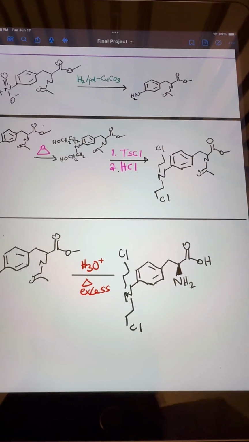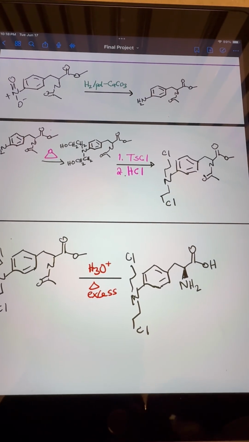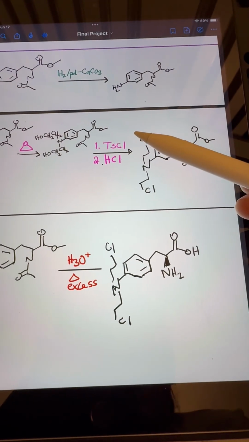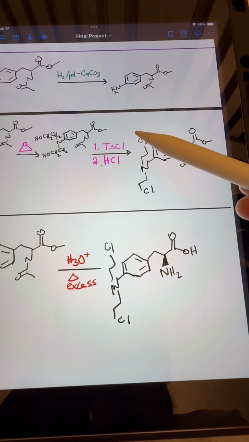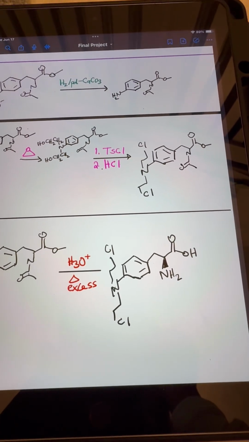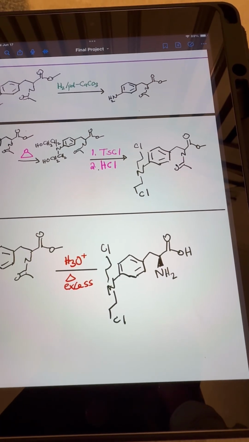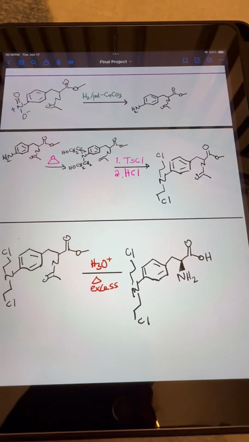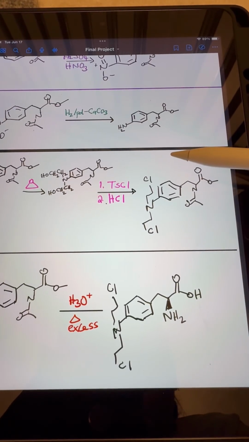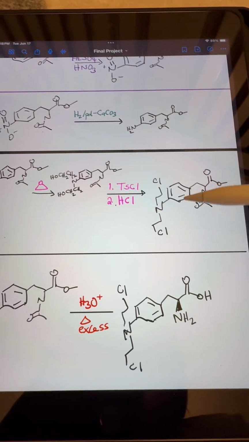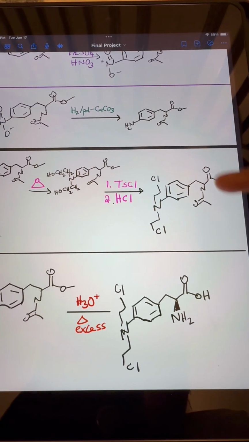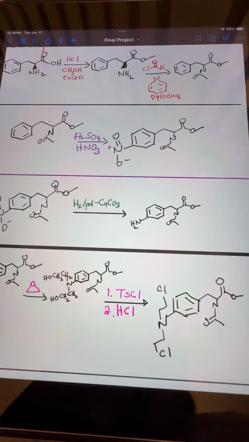And I thought of using SOCl2 here, but I rather did tosylate. It's a little bit stronger, so maybe that is something I would have considered. I did consider it, but TsCl is much better at putting my chlorine on than SOCl2.